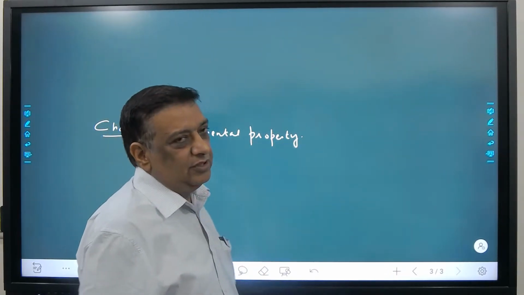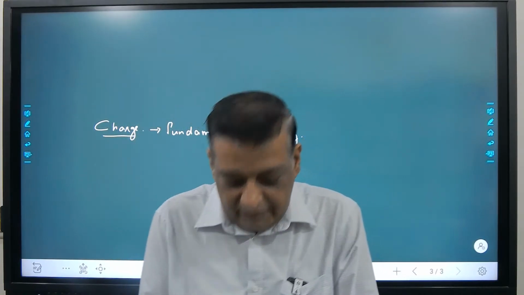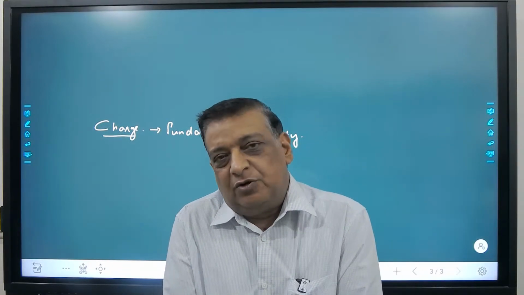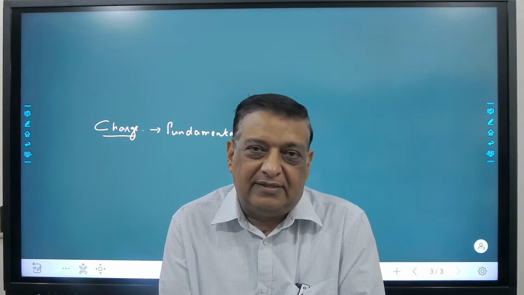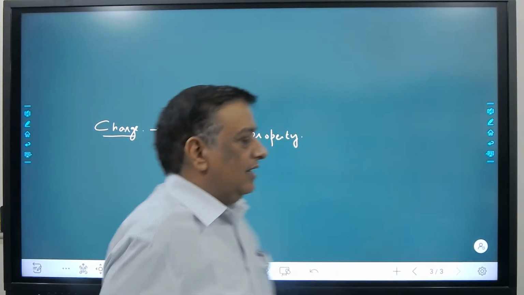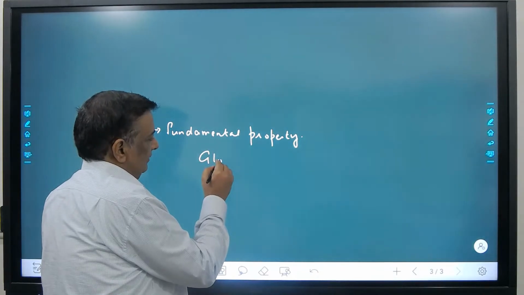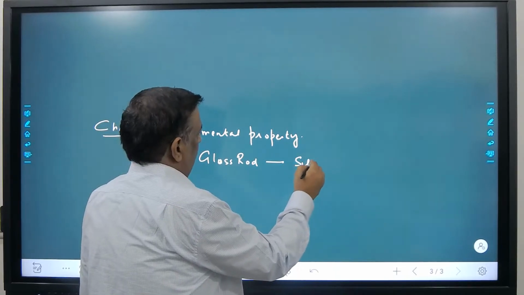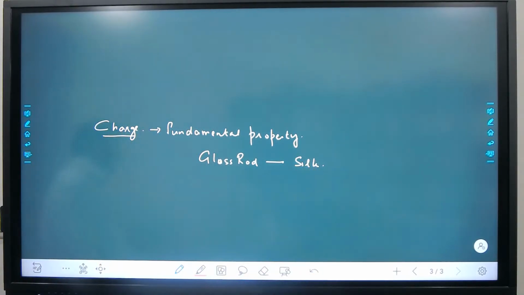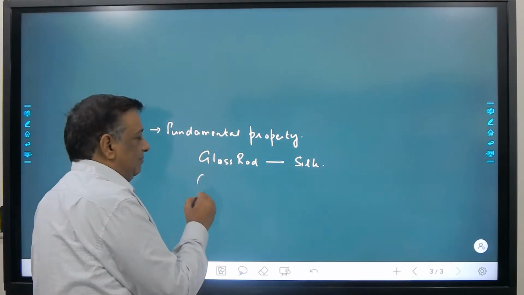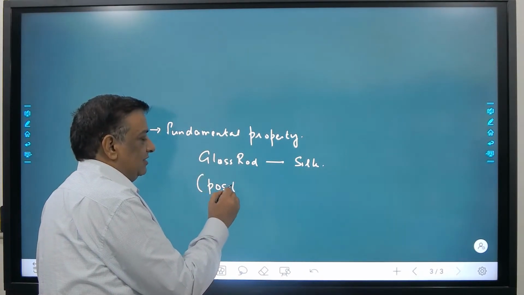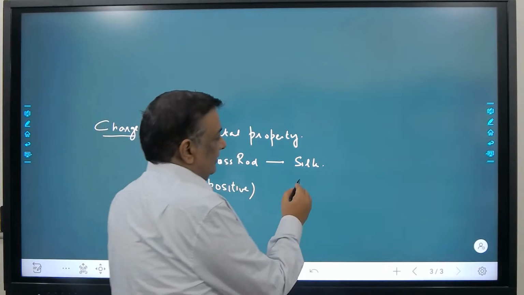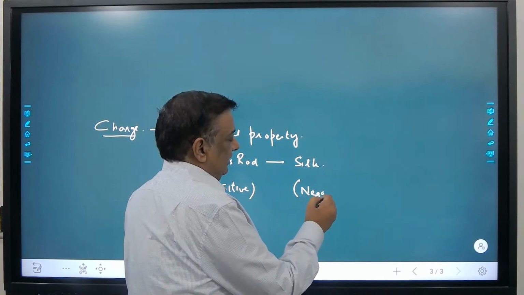And this concept was introduced by Benjamin Franklin. He was doing an experiment in which he rubbed a glass rod with silk. He found both glass rod and silk acquire some property. The glass rod is rubbed with silk. Both acquire some property. He said the property acquired by glass rod he named as positive charge. So positive and negative are just the names. There is no mathematical significance associated with it. And silk acquires a property which he calls negative charge.